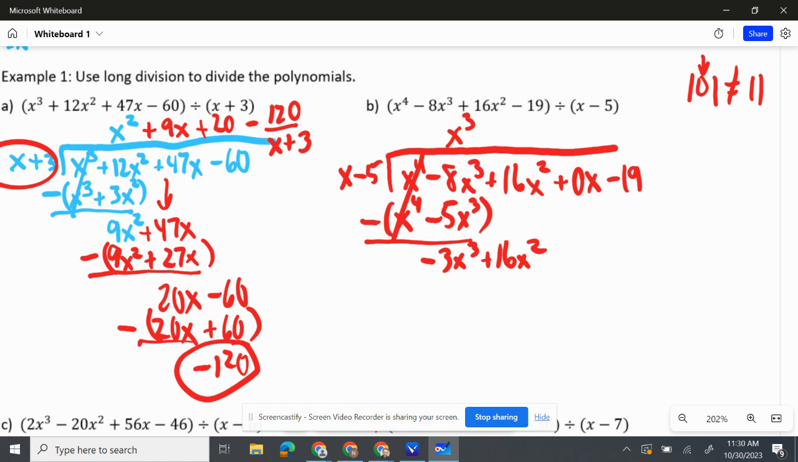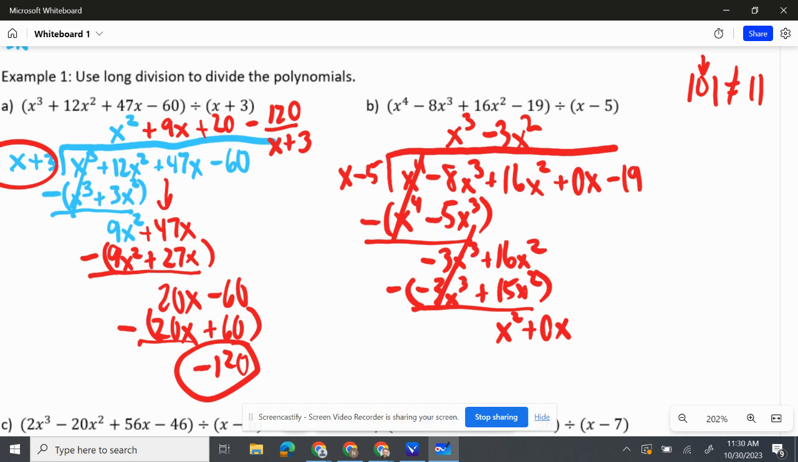x goes into negative 3x cubed, negative 3x squared times. Negative 3x squared times x is negative 3x cubed. Negative 3x squared times negative 5 is positive 15x squared. Then what we do is subtract our terms. First terms cancel, and we get x squared. I bring down the 0x.